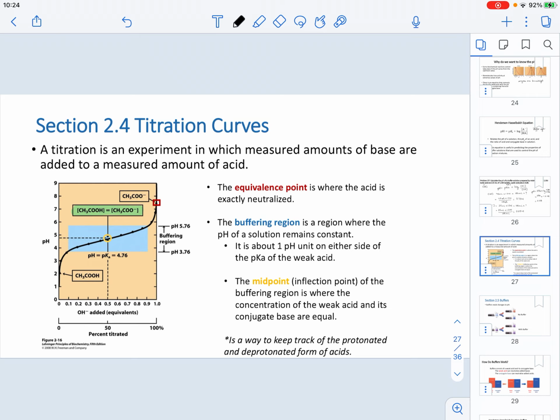Understand that the properties of acids and bases are actually very useful when it comes to biochemistry. Specifically, a titration, which is something that we have seen previously in other chemistry courses, is basically an experiment in which a measured amount of base is added to a measured amount of acid. You may be thinking, how is this relevant in biochemistry?